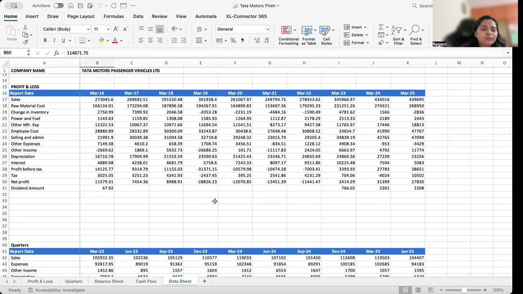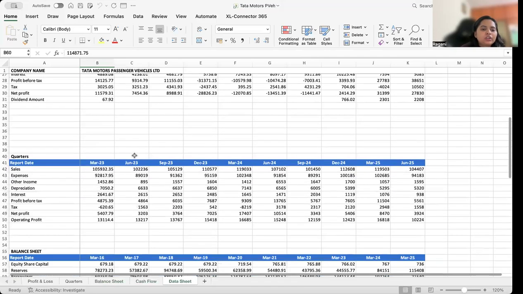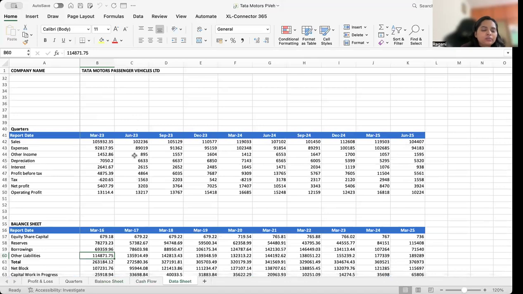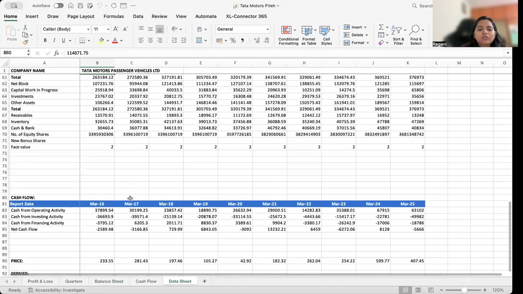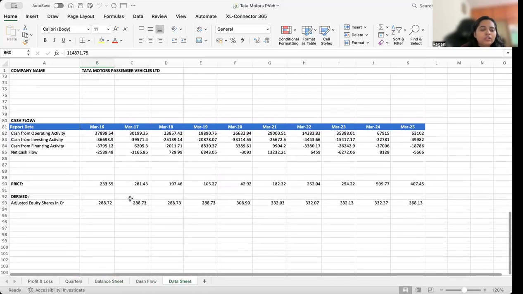This is the data of Tata Motors Passenger Vehicles Limited. This is profit and loss accounts data. This is the quarters data. And this is balance sheet data, and this is the cash flow data.